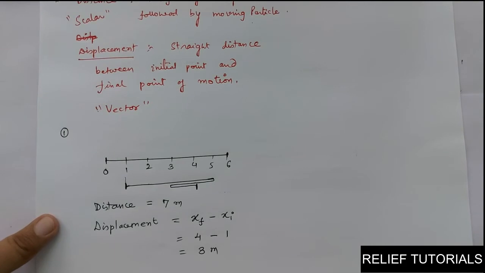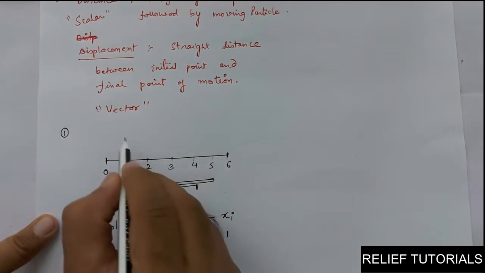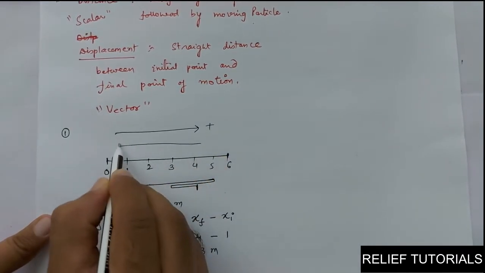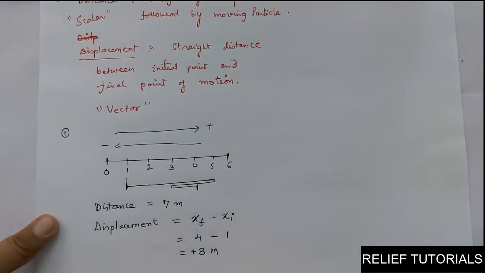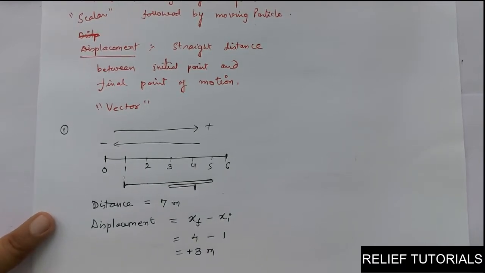Here the answer is positive. So this positive sign indicates that you are going in the positive direction. In the number line, we know that this direction is positive and the reverse direction is said to be negative, obviously. So, this is the distance and displacement in this example.